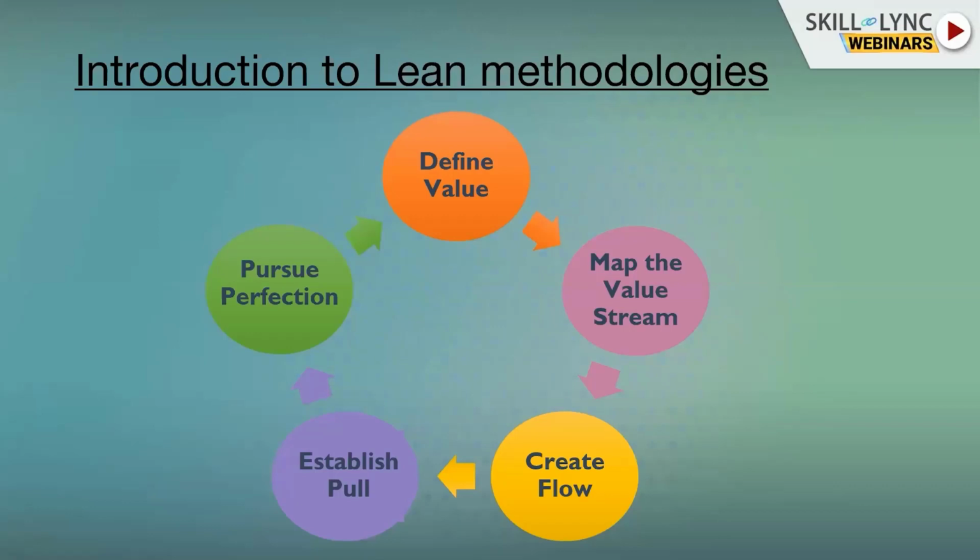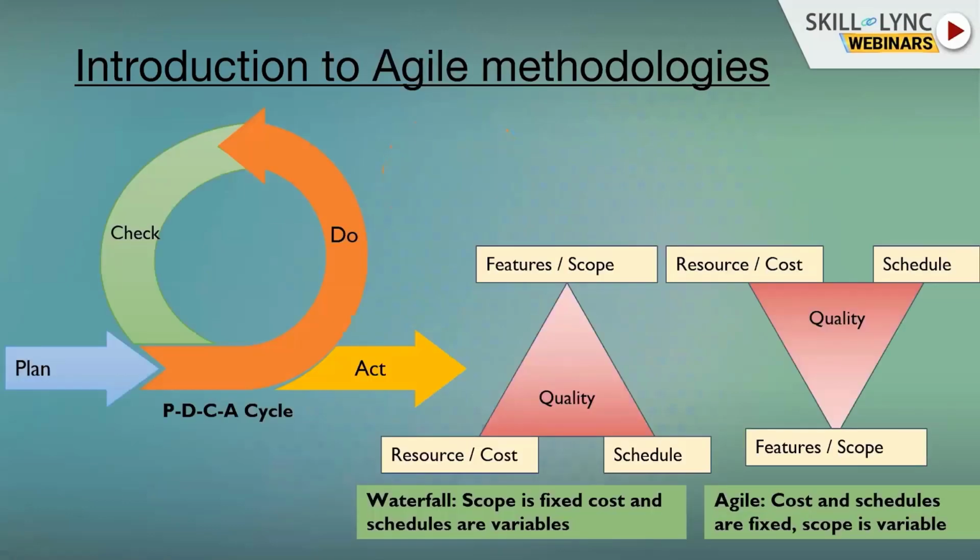Now moving forward, coming to introduction to Agile methodologies. Agile is basically an iterative and incremental PDCA cycle. You can see in this figure, that is plan, do, check, and act. That is called the PDCA cycle. Now we have to plan the activities, execute those activities. Then we have to check the results for any non-conformities or defects. And after that, according to the results of the checking, we have to act in order to rectify any defects.